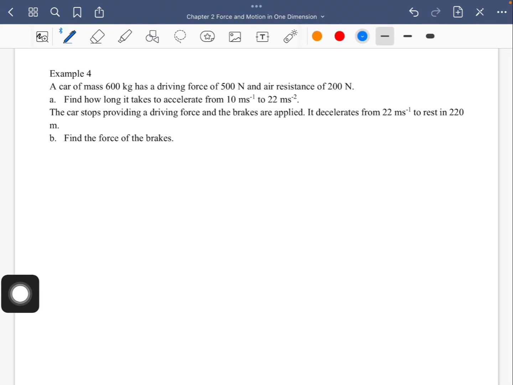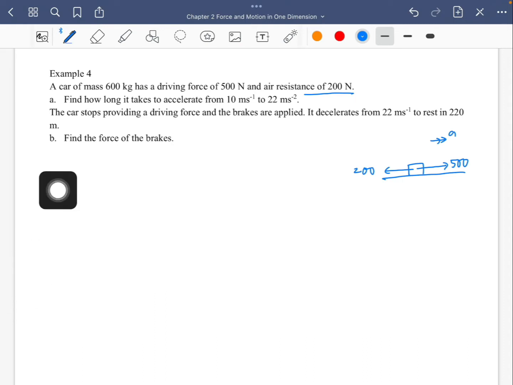From the main question, we have a car of 600 kilogram that has a driving force. The driving force is in the direction of motion, of course, it is 500 Newton, right? And then opposite to the direction of motion, we have air resistance of 200 Newton. So air resistance will be opposite to the direction of motion, to the left here, so 200. So we draw a small double arrow diagram for the acceleration to the right.